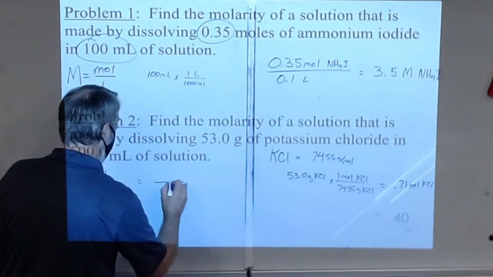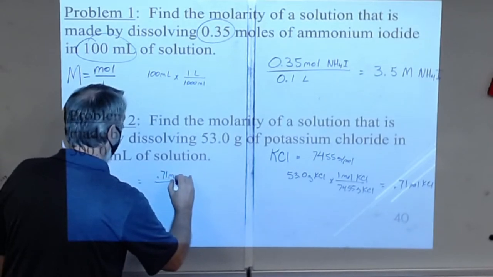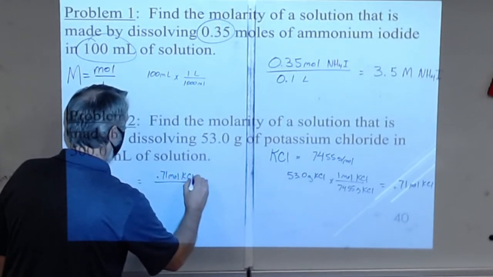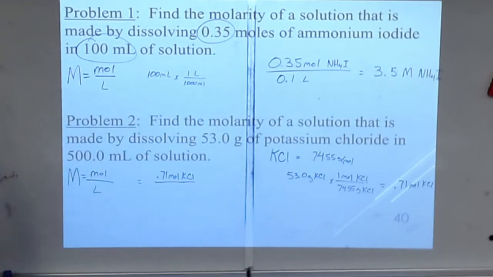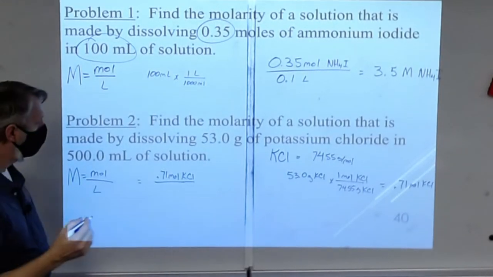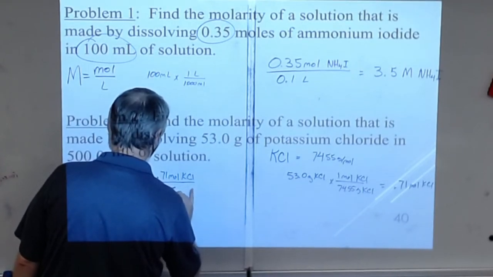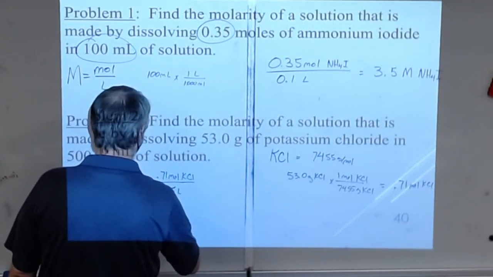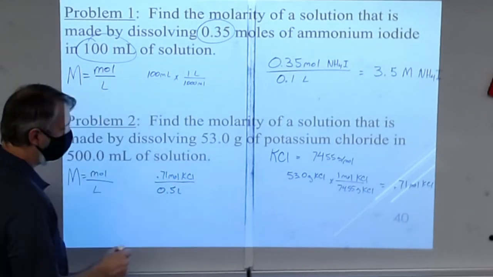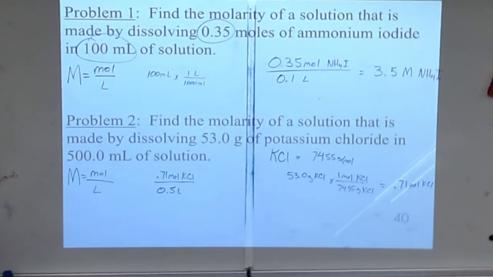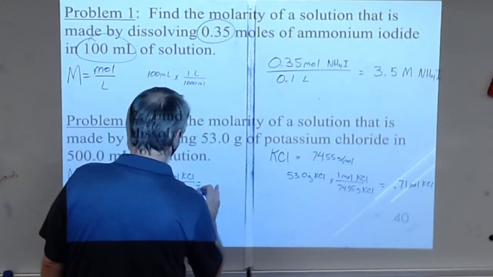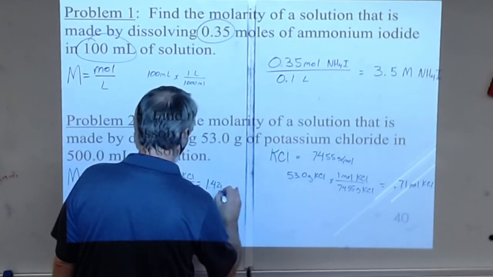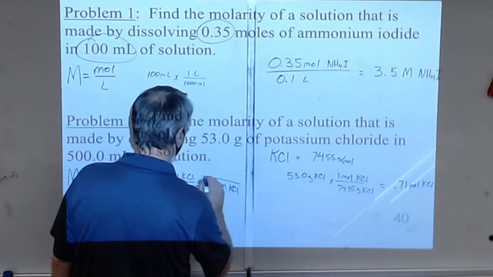I'm going to reach over here and plug that in. 0.71 moles of KCl. Do I have liters? No, but I can get from milliliters to liters, right? So how many liters do I have? I have 0.5. Okay, and so 0.71 moles of KCl in 0.5 liters is going to equal what? 1.42 molar KCl.